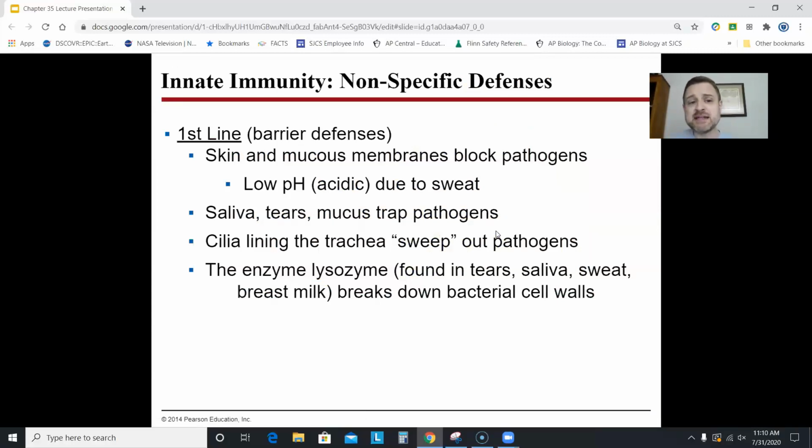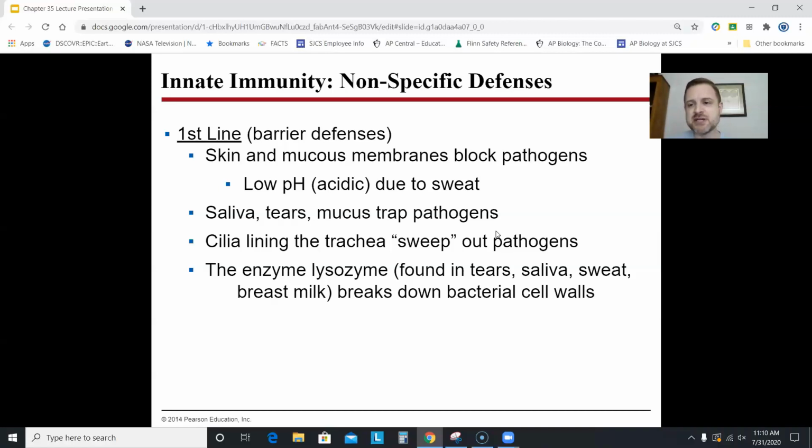So we're going to start with the innate immunity. These are the non-specific defenses, and these honestly are pretty simple. So the first line of defense are your barrier defenses, things like your skin. The surface of your skin has a decently low pH, maybe around 4 or 5 due to sweat, and pathogens don't like it acidic normally.